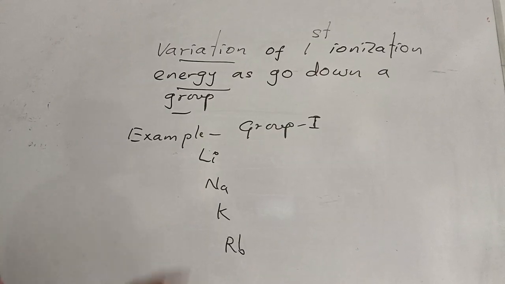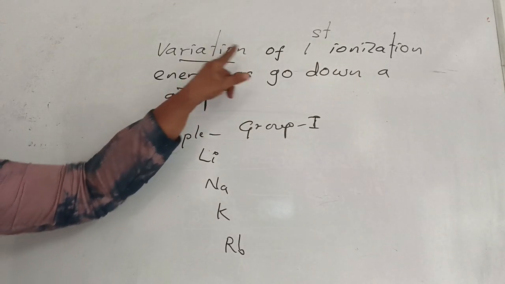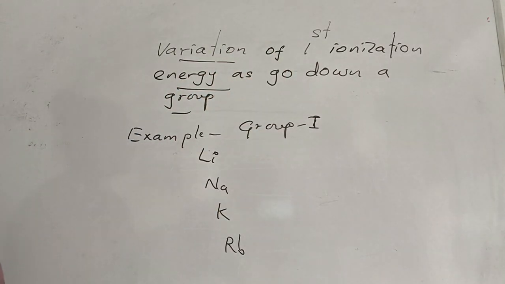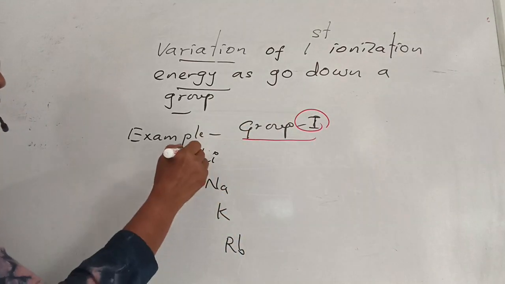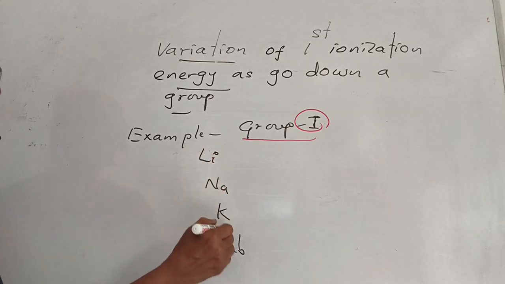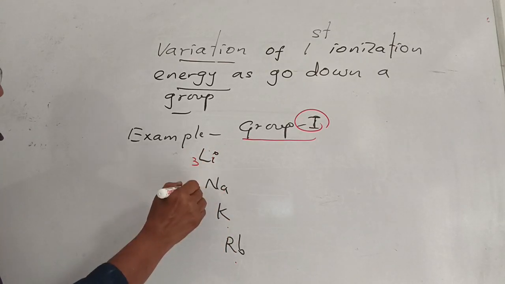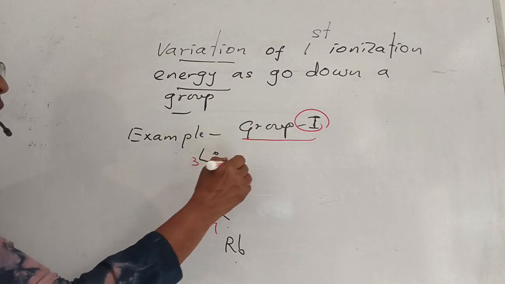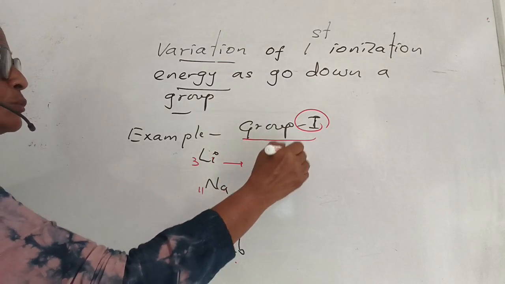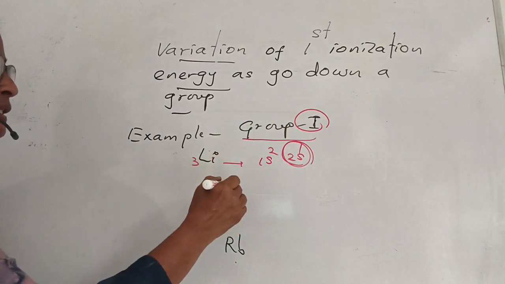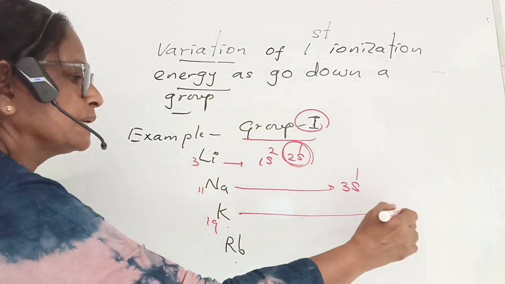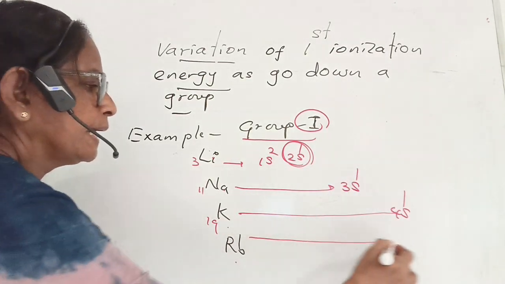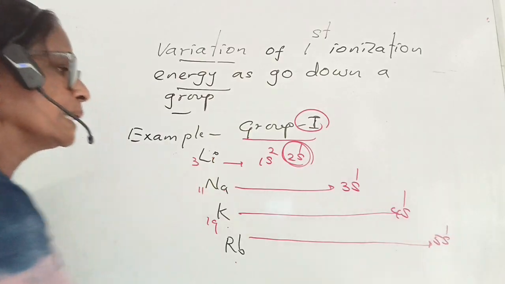Another type of question asks about the variation of first ionization energy as you go down a group. I have taken the example of group 1: lithium, sodium, potassium, rubidium, with atomic numbers 3, 11, 19. Lithium is 1s2, 2s1, and the 2s1 electron is the one to be removed. Here for sodium it is 3s1, potassium 4s1 electron, and rubidium 5s1 electron.